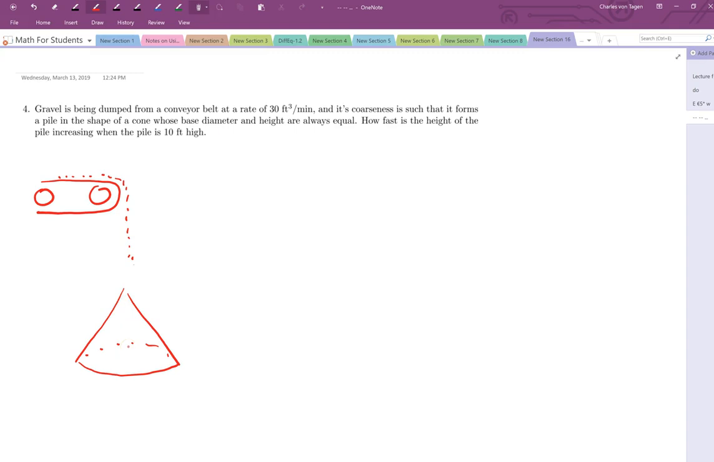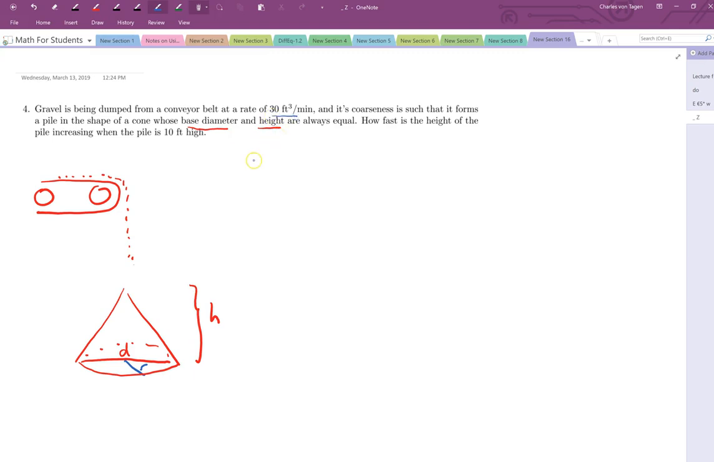In this case, we were told that for this particular material, the base diameter and the height are always equal. So let's note this would be what we call the height of the pile. This entire expression right here would be the diameter of the pile, but from the center to just the edge of the pile would be the radius. Think about it for just a moment. As gravel's falling off and you're starting to form a pile, initially that pile is going to change its height very, very quickly.